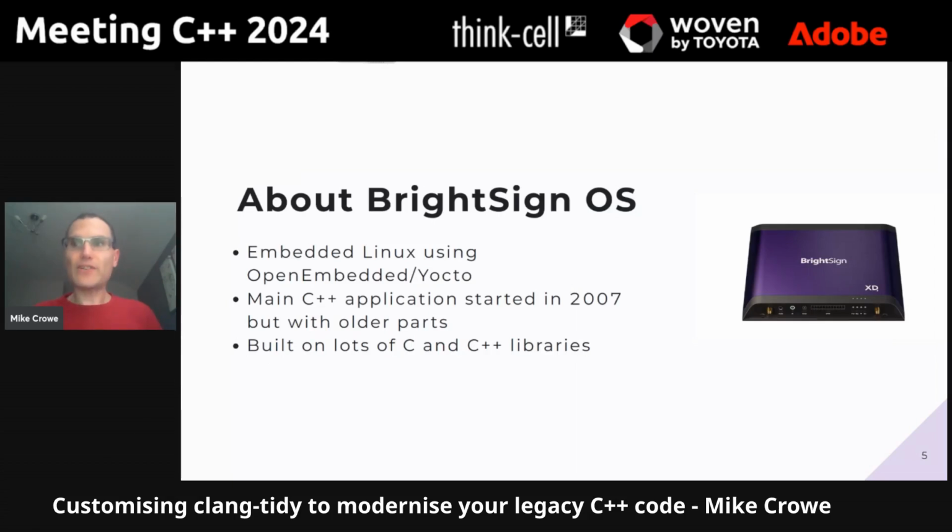BrightSign has a main application written in C++ that makes use of lots of C and C++ libraries on top of open embedded Linux on several different processors. Those libraries include libcurl, GStreamer, Qt, Chromium, MPV, and proprietary code from chip vendors. The main application dates from 2007, but it continues to make use of some C and C++ code from older products. We have about a dozen people working on BrightSign OS itself and many more working on cloud stuff and client applications.